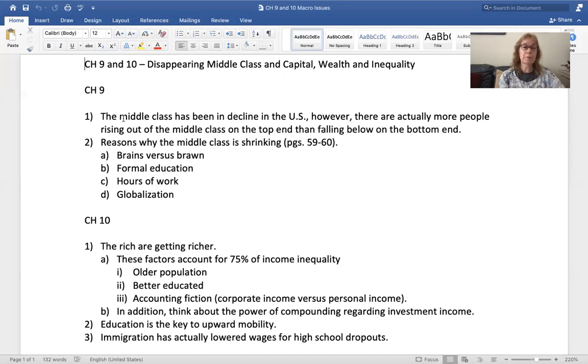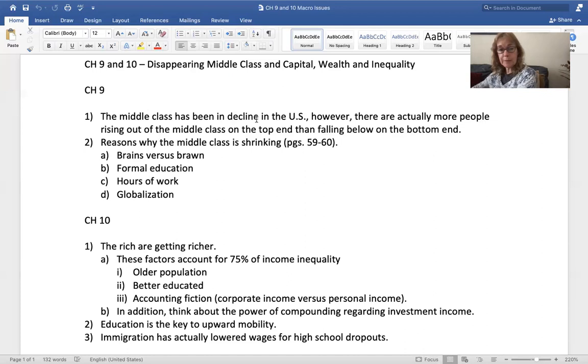All right, so that's basically chapter 9 in a nutshell. So make sure that you understand that the middle class is declining, but it's not bad news, it's good news, because more people are coming out of the middle class and earning more money.